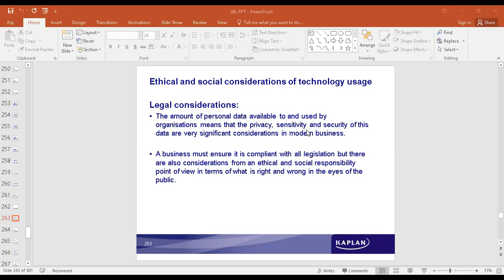A business must ensure that it is compliant with all legislation. They must very strictly follow the rules and regulations in terms of how the data can be used, who should be using the data, and for what purpose. They have to comply with all the rules and regulations in terms of data usage and protecting the data. That all comes under data governance. There are also considerations from an ethical and social responsibility point of view in terms of what is right and wrong in the eyes of the public.